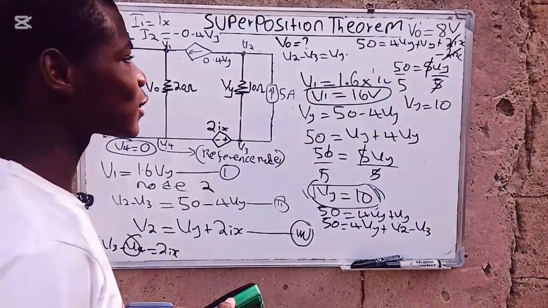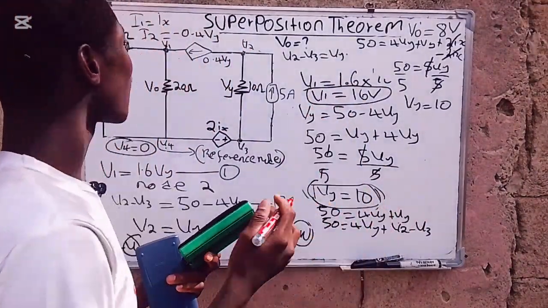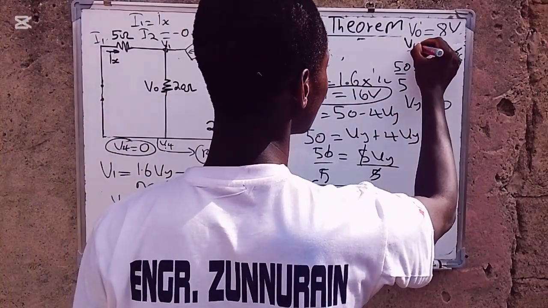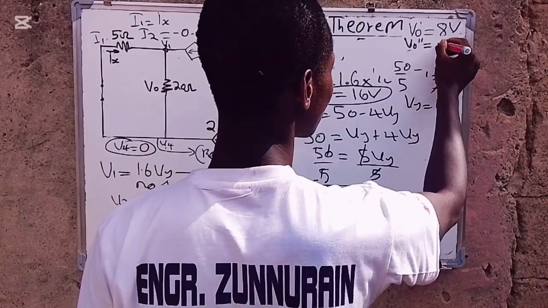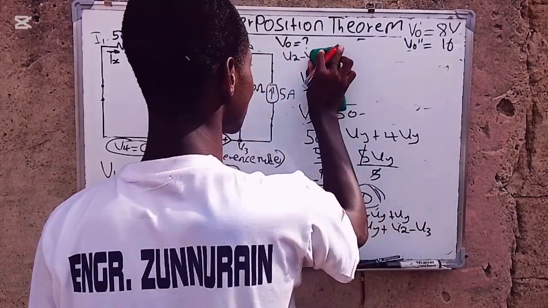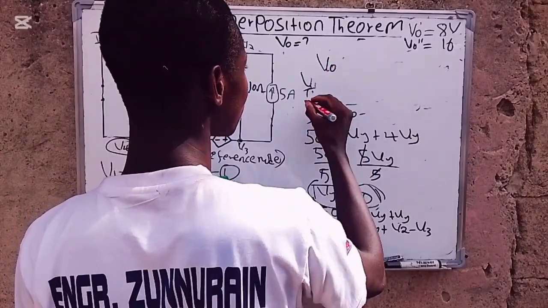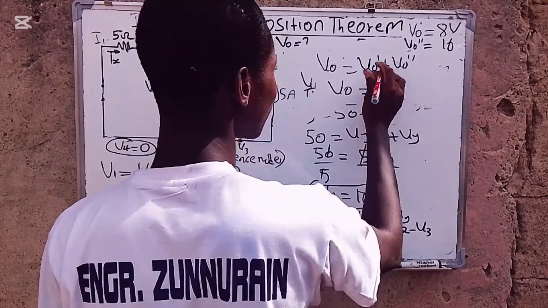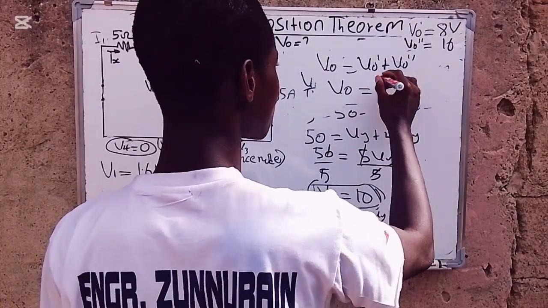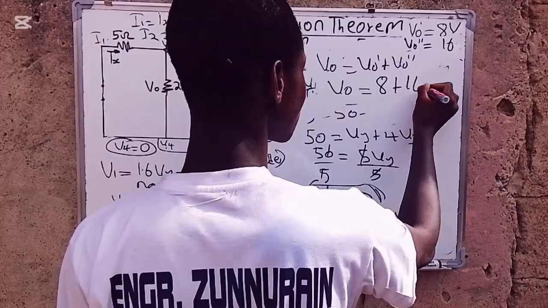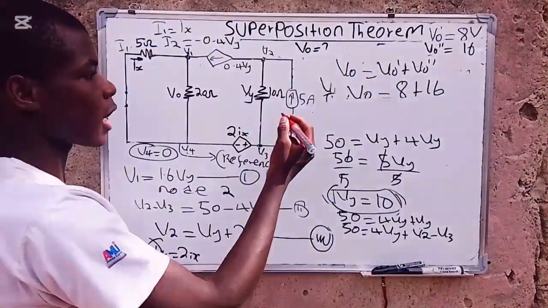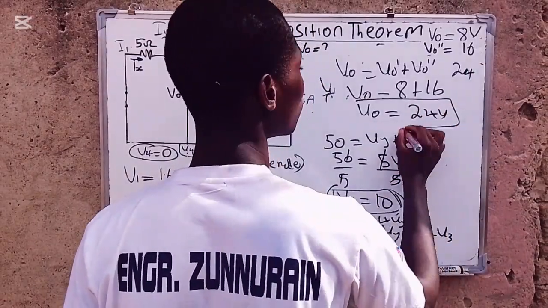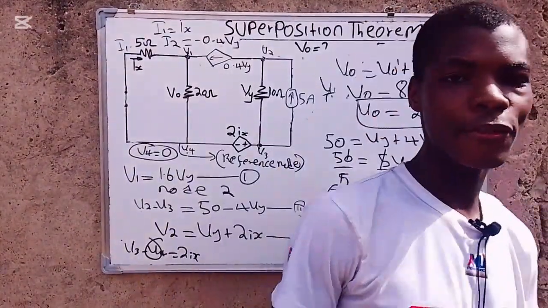So the next thing that I'm going to do, I already found V0 prime, which should now be equal to 16. So the next thing to do is that I have to sum them. So therefore, V0 should now be equal to V0 prime plus V0 second prime. So V0 should now be equal to, I will say 8 plus 16. 8 plus 16 is what? It is 24. So therefore, 24 volts.